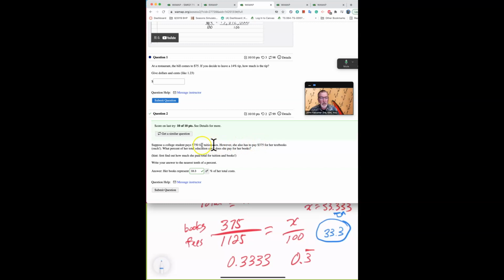Anyway, so books is 1/3 of her education. And in our department, we don't use textbooks. So that's one expense you don't have to bear.